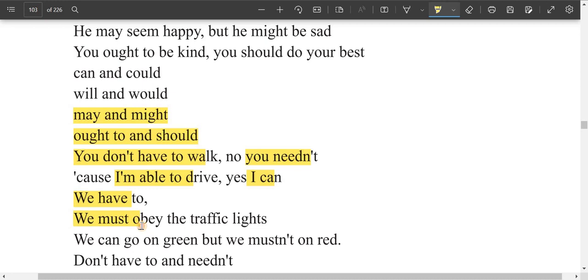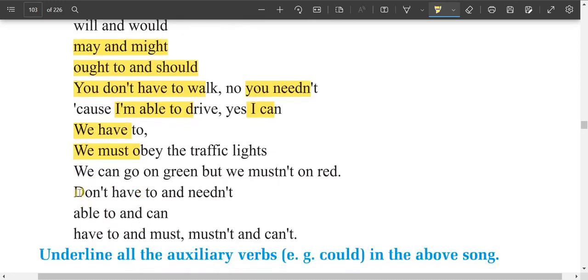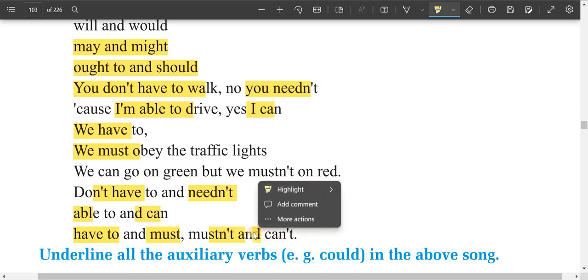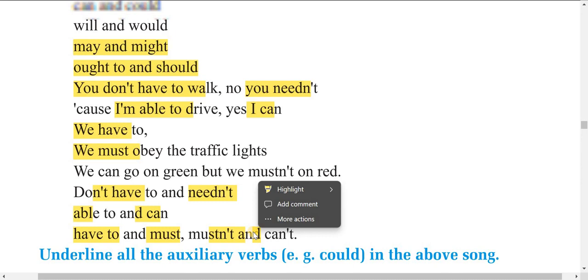We have to obey or we must obey. Both mean the same. Don't have to also has a meaning similar to need not. And able to and can mean the same. In this poem we have understood the use of modal auxiliaries.